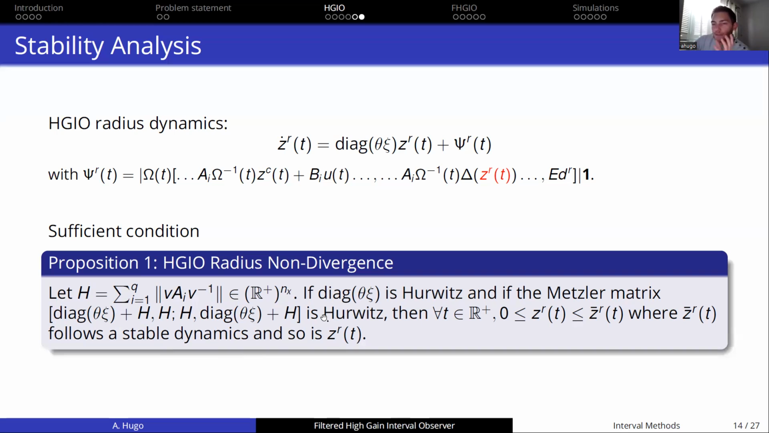And the idea behind this proposition is that the uncertainties related to the scheduling vector that are reflected in the AI matrices, we have to make sure that those uncertainties are not preponderant with respect to the observer dynamics. That's the idea behind this proposition.